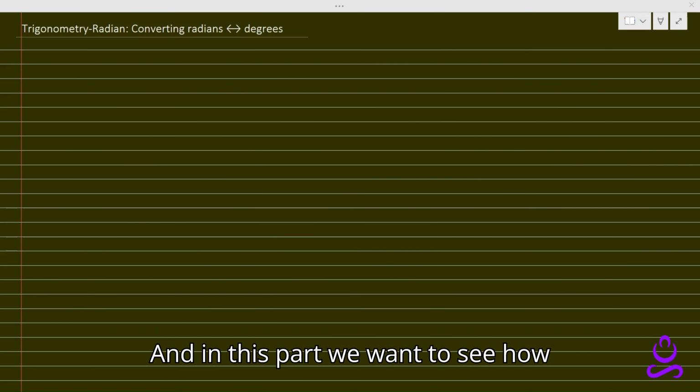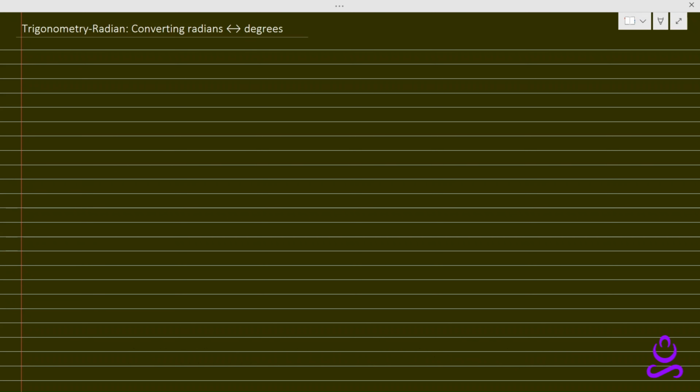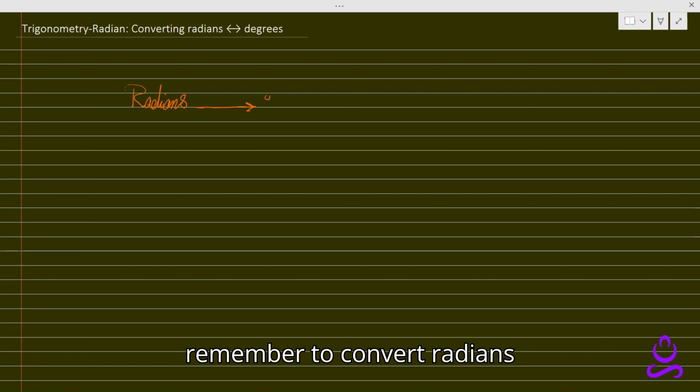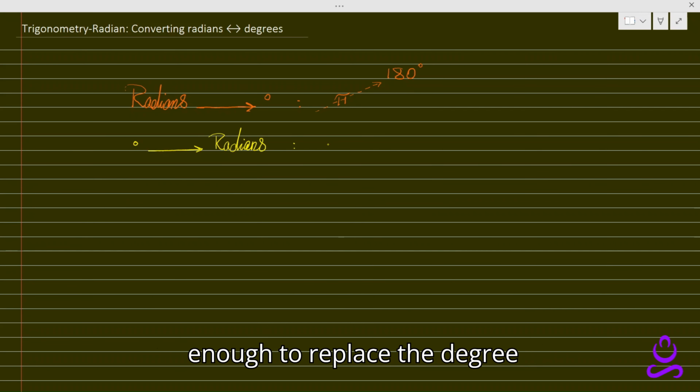And in this part, we want to see how to convert between radians and degrees. There is a simple method to remember. To convert radians to degrees, replace pi with 180 degrees. And to convert degrees to radians, it's enough to replace that degree symbol with pi over 180.